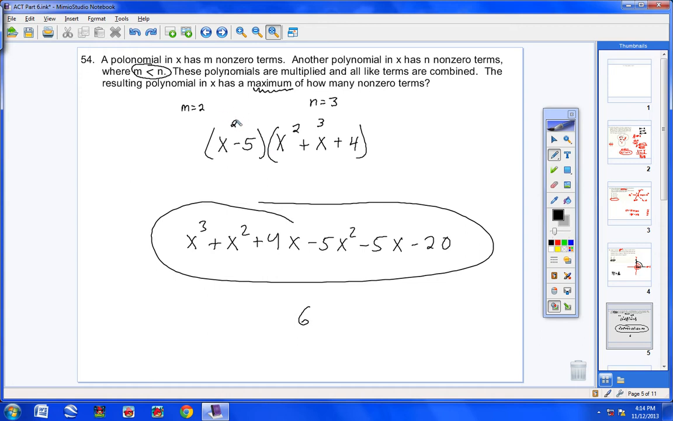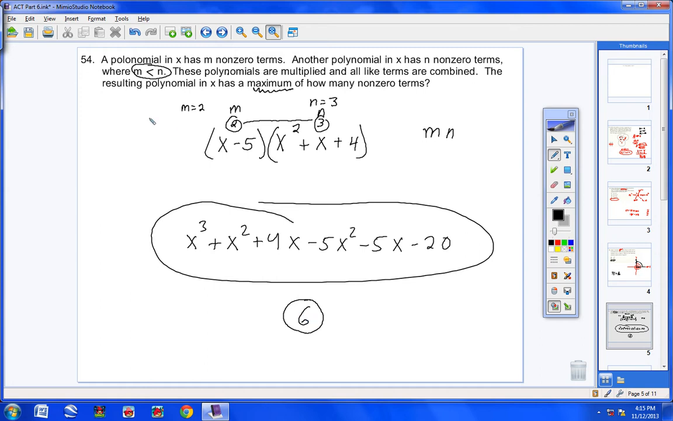In other words, however many terms you have here, and however many terms you have here, if you multiply them together, you will always get out the maximum number of terms. So if I have 2 terms here and 3 terms here, the maximum number of terms I'll get out is 6. So what does 2 stand for? M. What does 3 stand for? N. What did I just say that you could do to the 2 and the 3 to get your possible maximum non-zero terms? Multiply them together. So it seems to me if you take M times N, you will always get the maximum number of terms.